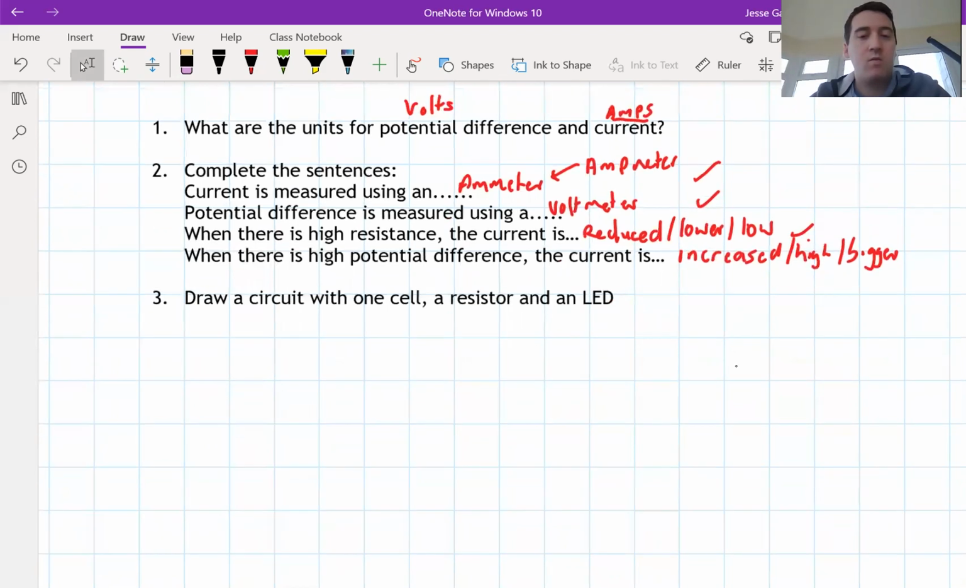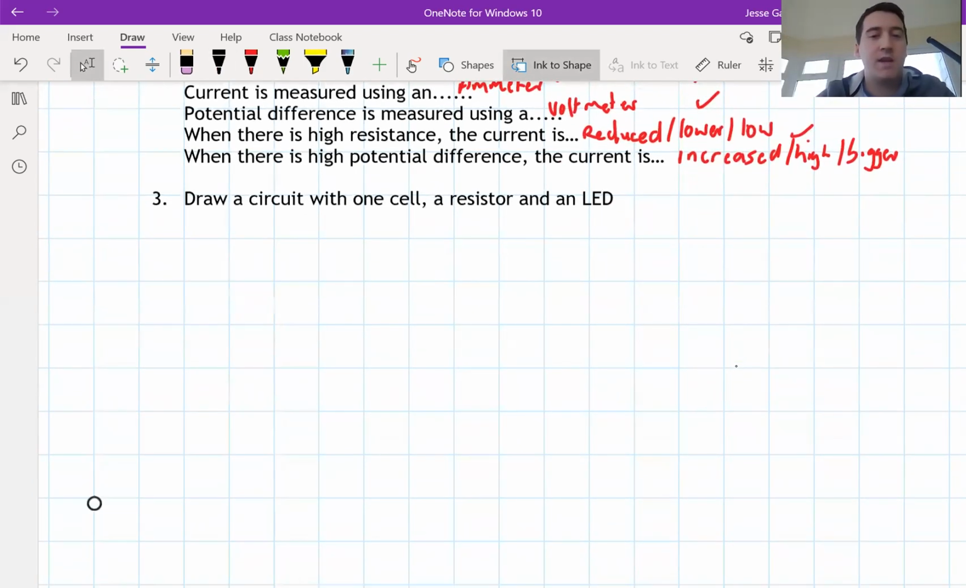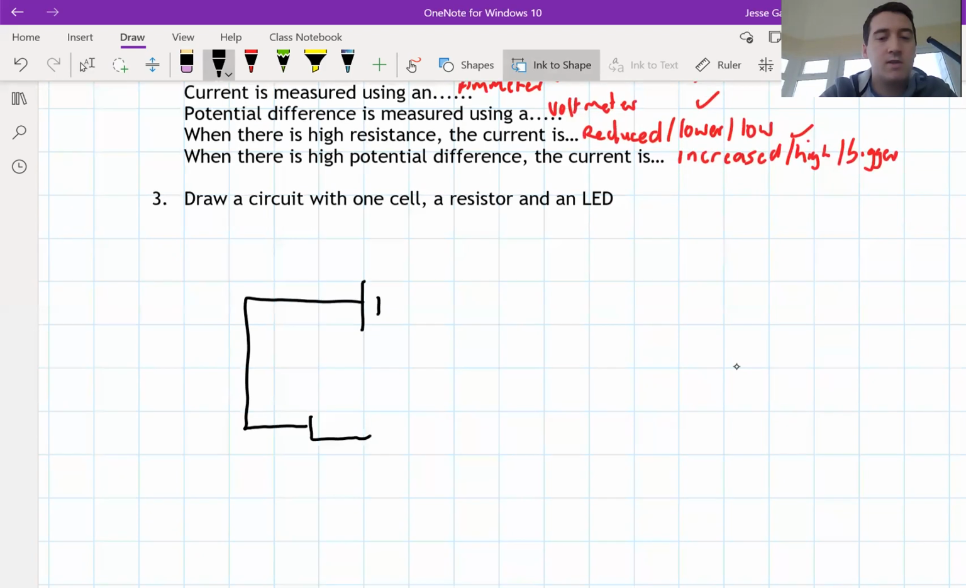Draw a circuit with one cell, a resistor, and an LED. Again, this should be pretty easy if you've been paying attention. So one cell, here is my cell. I've got a long terminal and a short terminal like this. We then have a wire, and we've got a resistor. Here is my resistor. It's just a rectangle in the circuit like that, and an LED.